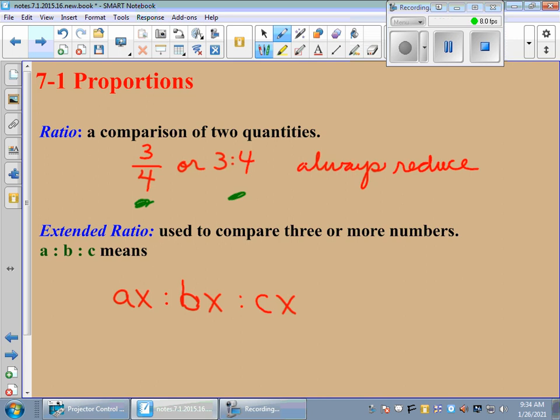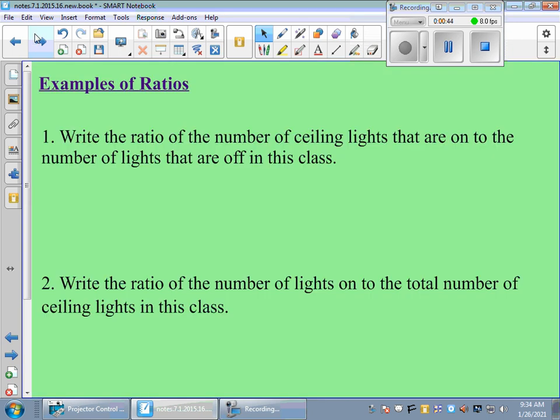This next concept is one that's going to come up quite a bit, and I've seen it throughout my mathematical career. Extended ratio is used to compare three or more numbers, so A with a B and a C. You can put those in ratio form, add them up, and set them equal to what we're doing here. We're going to use that in a little bit too.